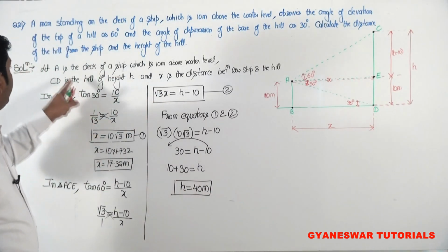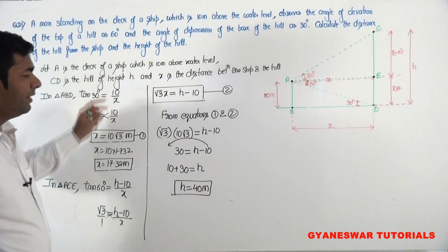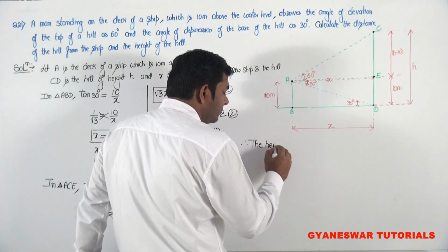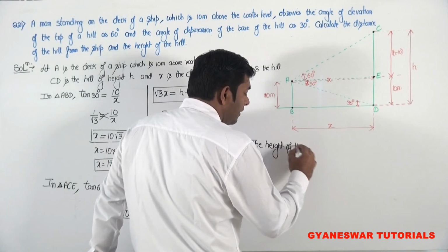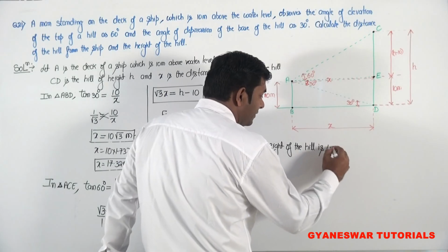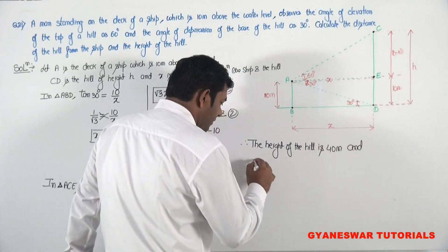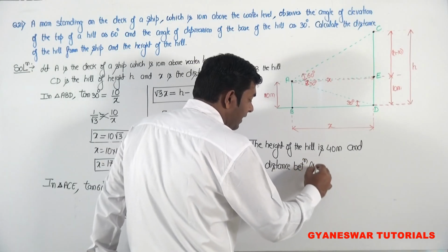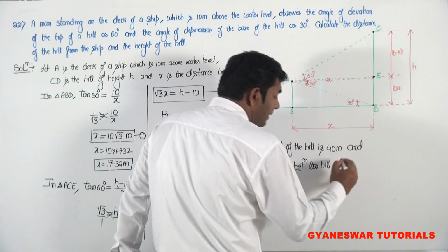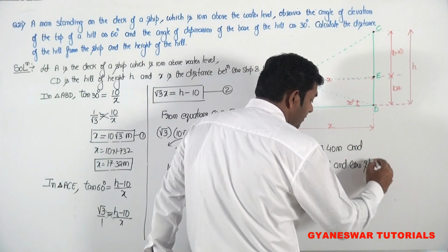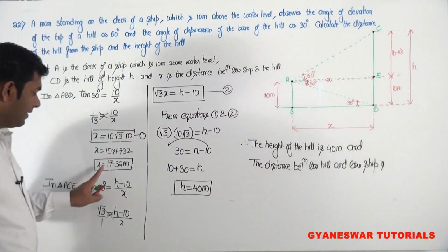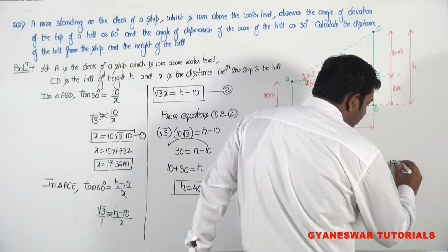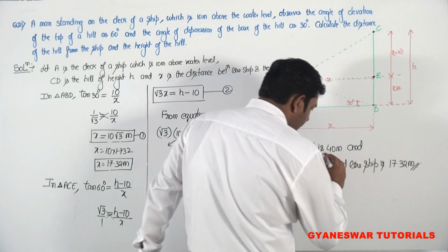h means the height of the hill. Therefore the height of the hill is 40 meters, and the distance between the hill and the ship is x. You can write this also, no problem, but we simplified it. How much? 17.32 meters. So this is one answer, this is the second answer.